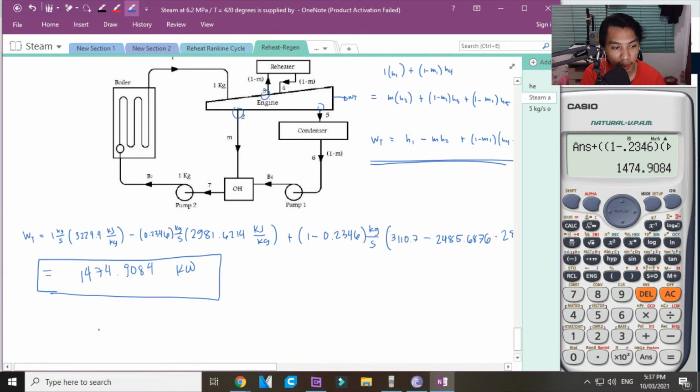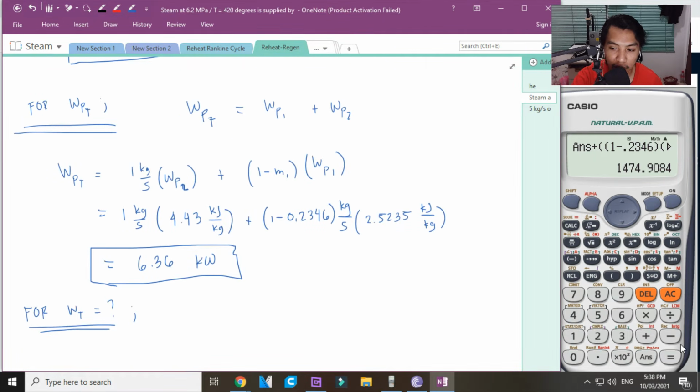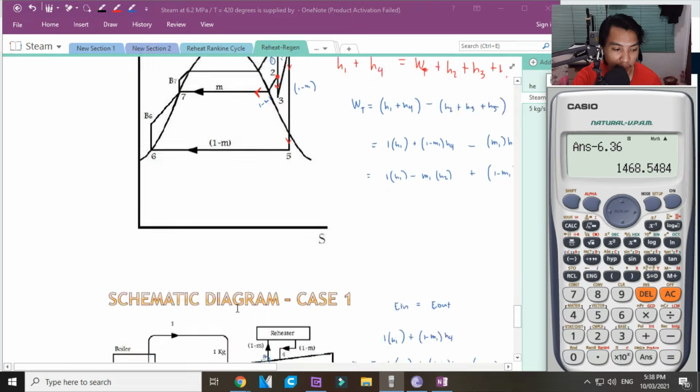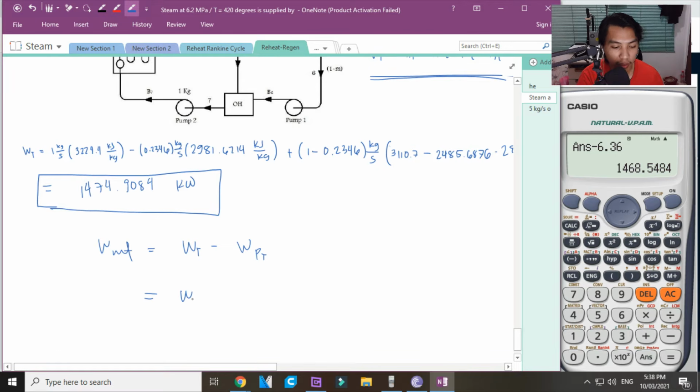The work net is equal to work ng turbine minus work of the pump. Total. Di minusan na lang natin ng total ng pump work. Ang liit lang, di ba? Minus 6.36. Di 1468.5484 kilowatts. That is the work net.